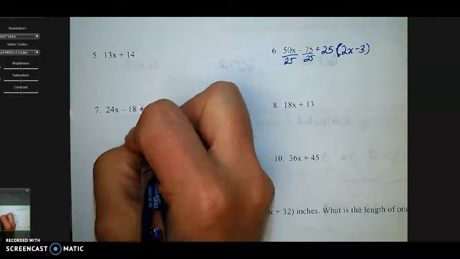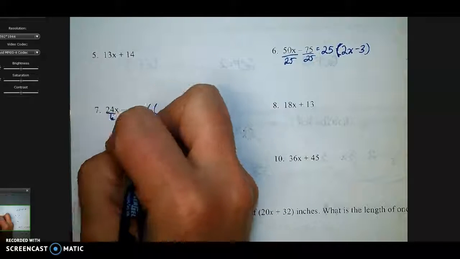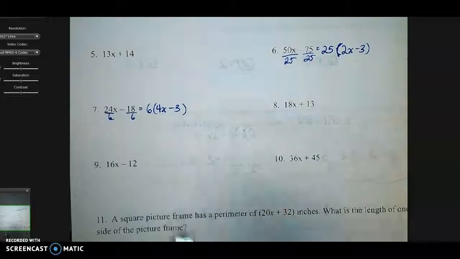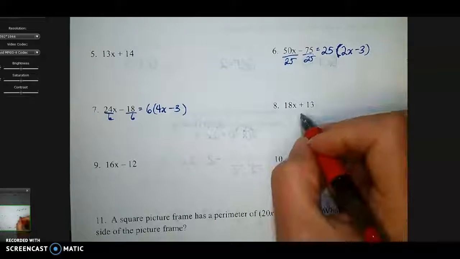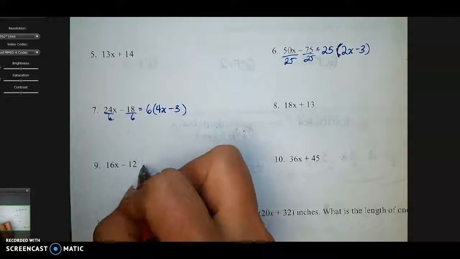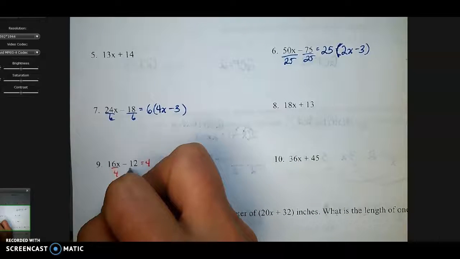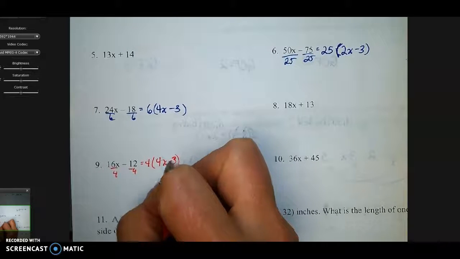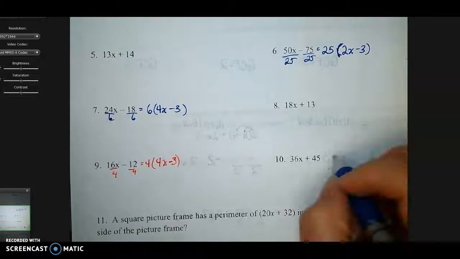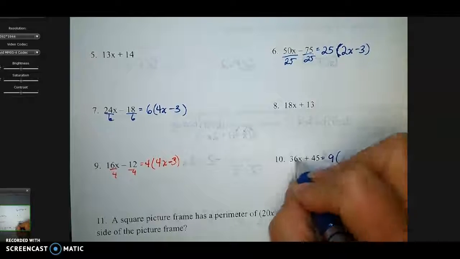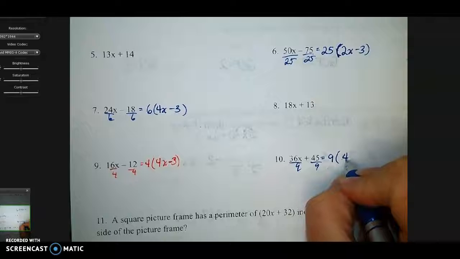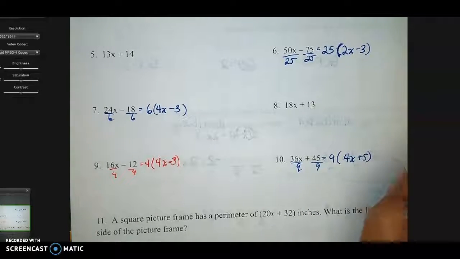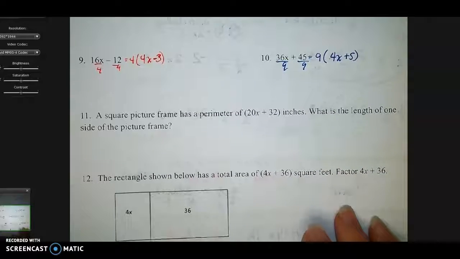I'm going to take out a 6 here and get 4x minus 3. Nothing I can take out here again. Here I'm going to take out a 4. 4x minus 3. And here I can take out a 9, and I get 4x plus 5. And I highly recommend, once again, that you pause and try them out yourself.